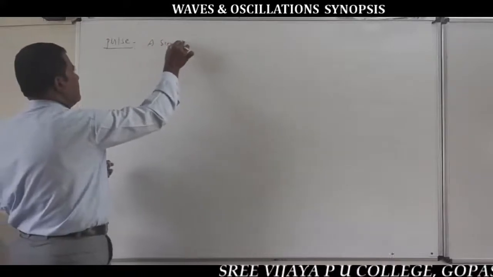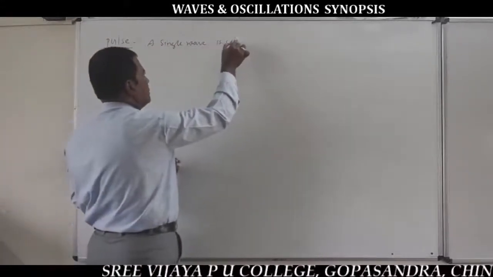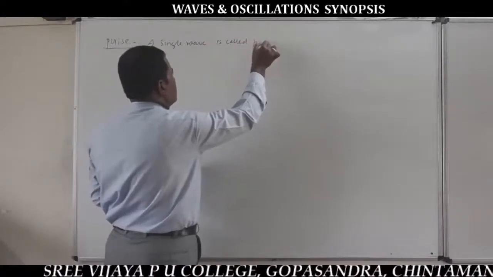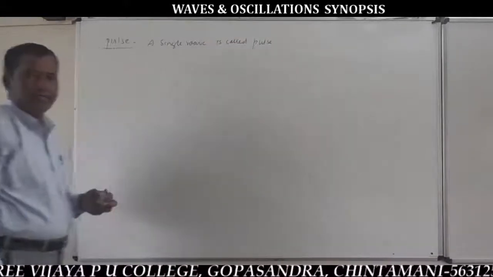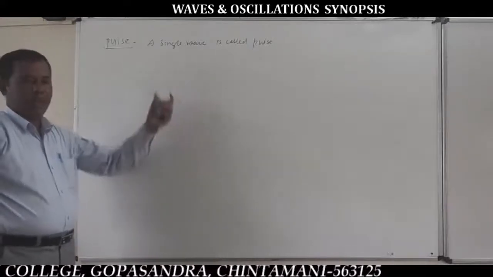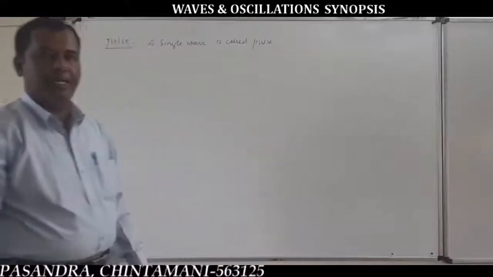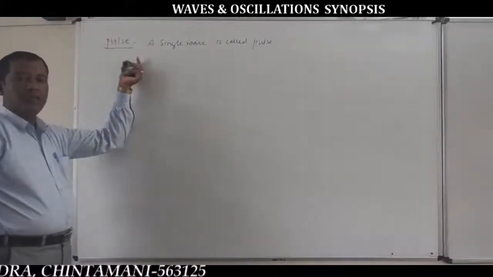Pulse. A single wave is called a pulse or the wave pulse. A single wave is called a pulse. If the calm surface of water is pricked with a sharp needle, a wave pulse is generated.